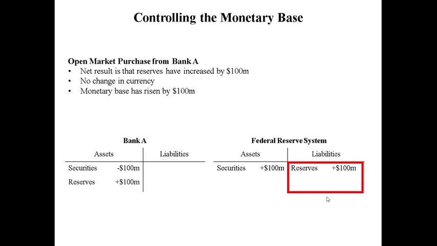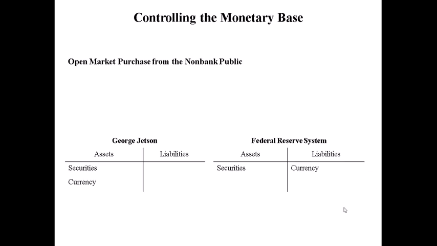Now, the monetary base has increased by $100 million because reserves have increased by $100 million. Okay, what about an open market purchase from the non-bank public? Suppose the Federal Reserve System buys a security from George Jetson, and George Jetson cashes the Fed's check. So George Jetson will have a $100 million increase in his currency.